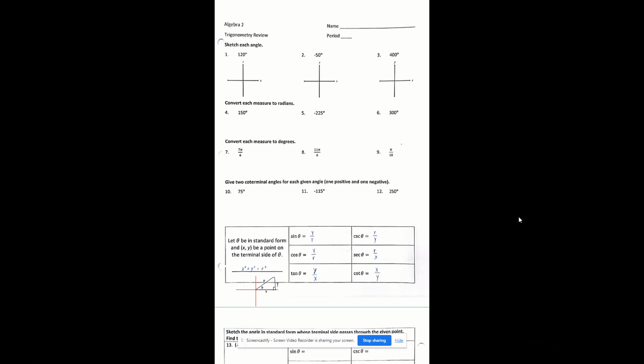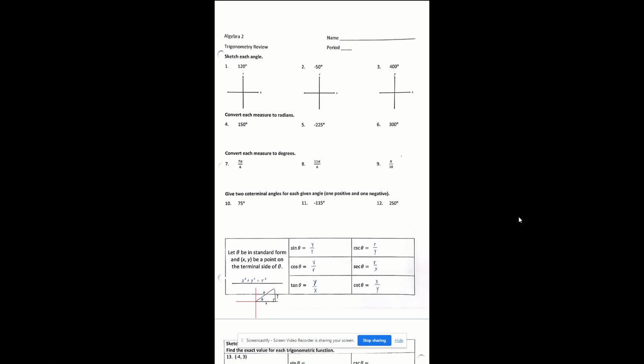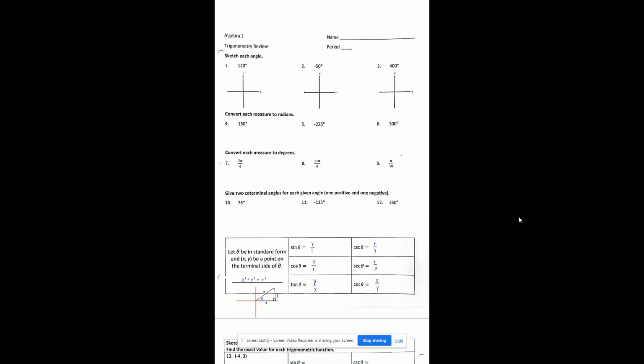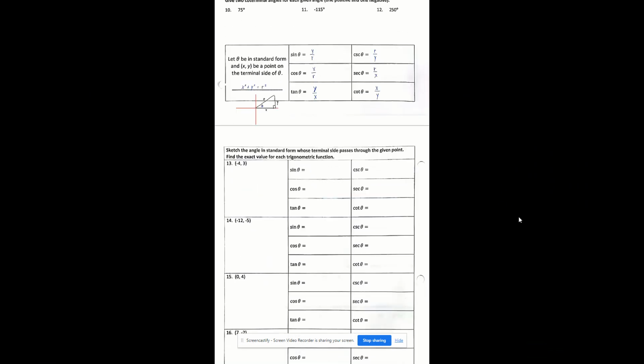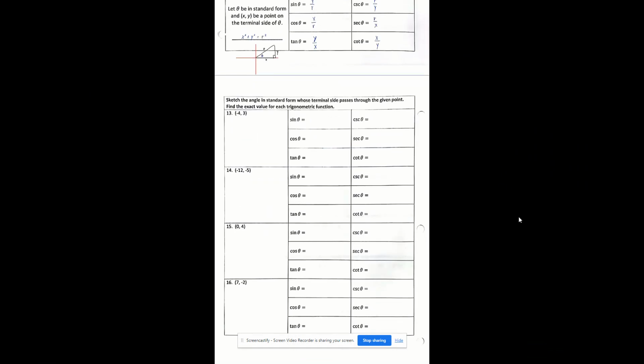Okay, it's pretty straightforward, pretty simple. The sketches are pretty easy. Converting, remember, multiply by pi over 180 to do number 4 through 6, multiply by 180 over pi to do 7 through 9. Number 10, 11, and 12, you're going to name 2 coterminal angles, positive and negative. And then, of course, you're going to do those problems. You're going to run them back just like we have. Just like we just did.